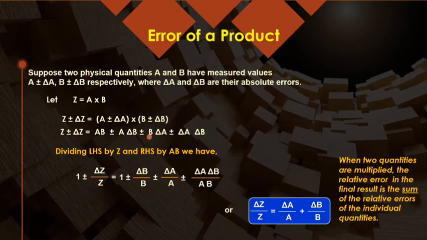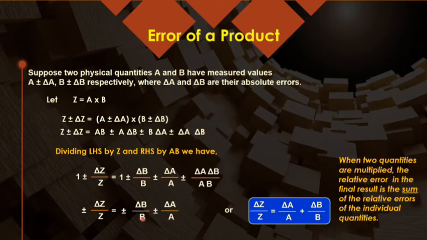Similarly, if you divide by AB, then B gets cancelled and I am left with delta A upon A. Plus minus, you get delta A upon A into delta B upon B. This quantity is going to be very small, so we are going to ignore it. And I can write 1 on both sides. On comparison, you can cancel out and you are left with plus minus delta Z upon Z, which is equal to plus minus delta B upon B plus minus delta A upon A.